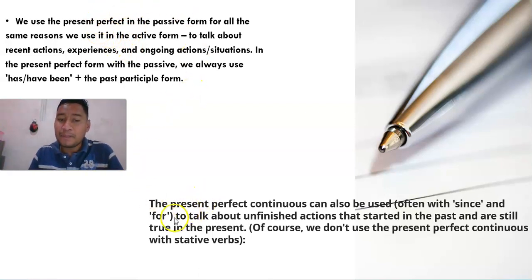In this case, the present perfect continuous can also be used, often with signs like for, to talk about unfinished actions that started in the past and are still true in the present. Of course, we don't use the present perfect continuous with static verbs.